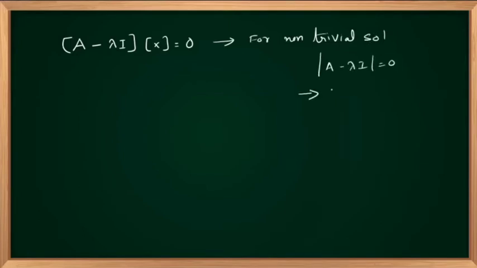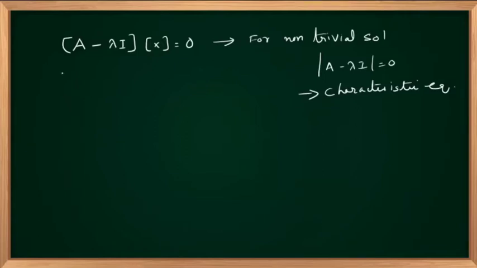This gives you the characteristic equation of the matrix, and that characteristic equation will be a polynomial equal to 0. If you solve for the polynomial, you get different eigenvalues, correct? So that is how we evaluated eigenvalues. Now let us see how we can evaluate eigenvectors of this particular matrix.